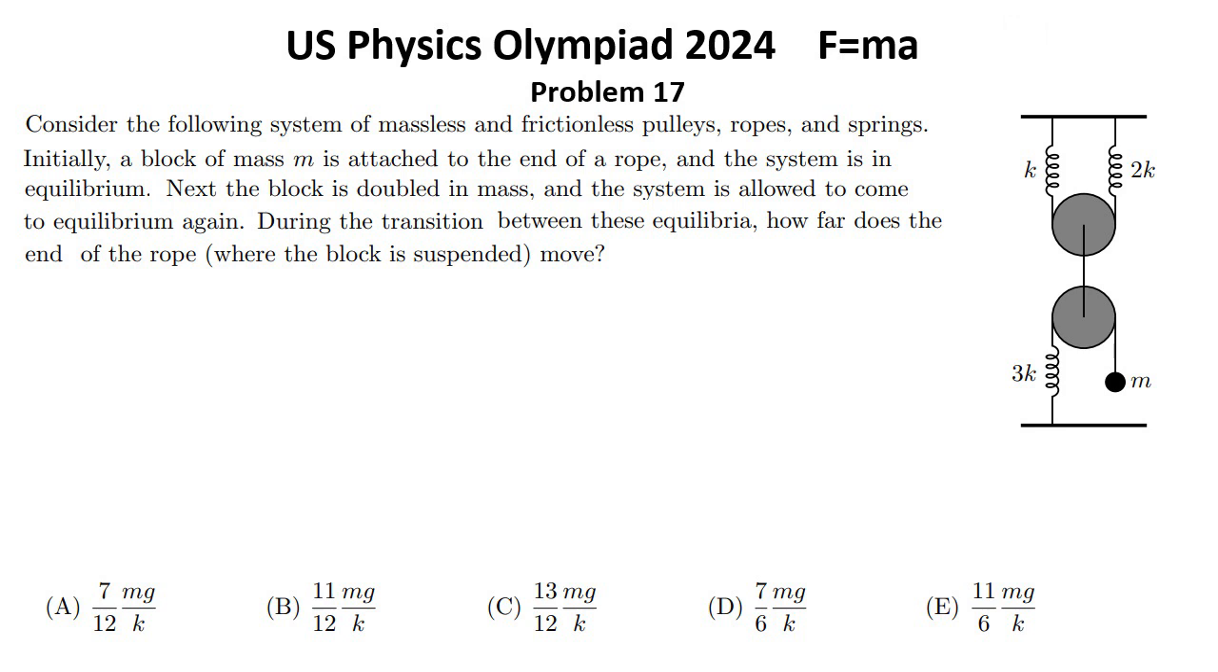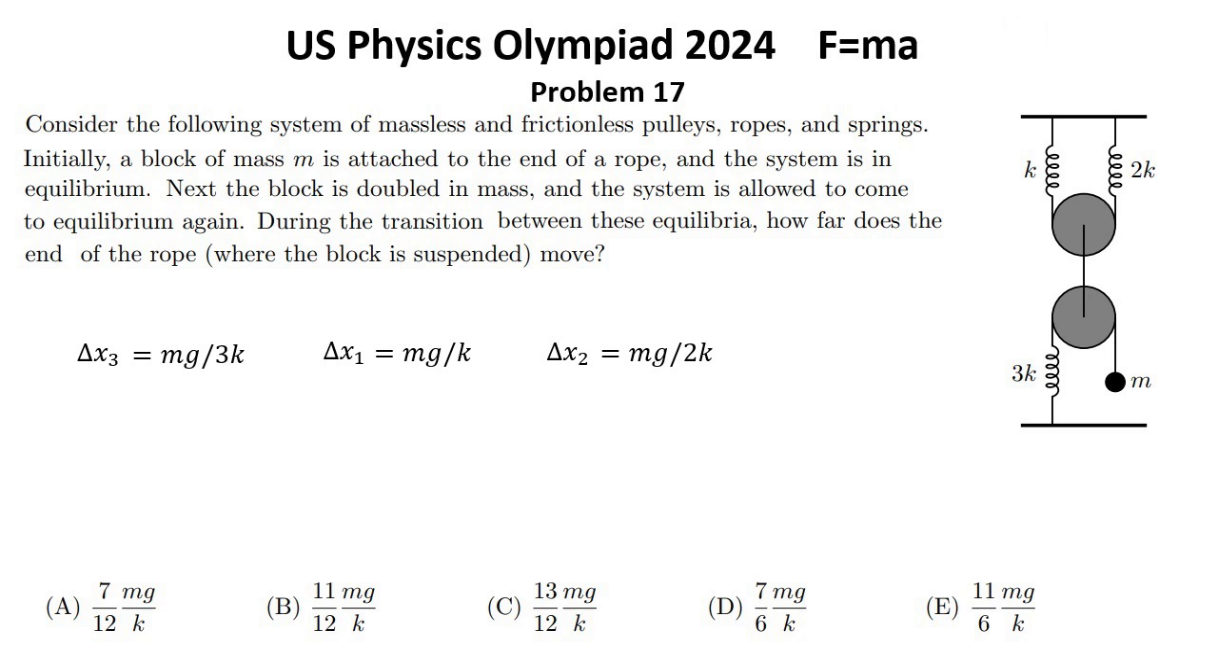Solution to problem number 17. When the block is doubled in mass, it increases the tension in the bottom string by mg, so the third spring's length increases by delta x3 equals mg over 3k. Since the bottom pulley has two ropes pulling down on it, the downward force on it increases by 2mg, which means the upward force on the top pulley also has to increase by 2mg, so the tension in the top string also increases by mg.